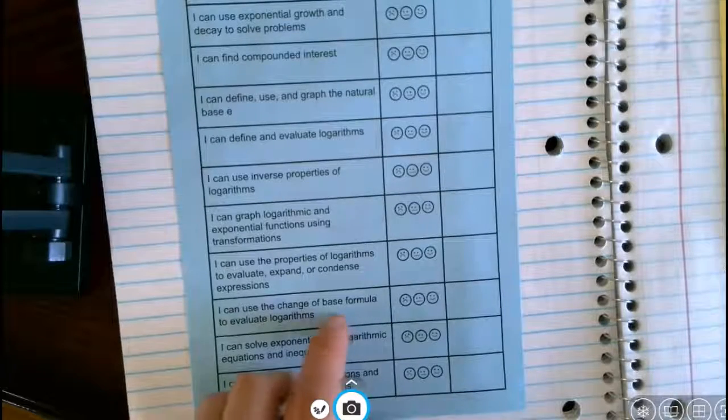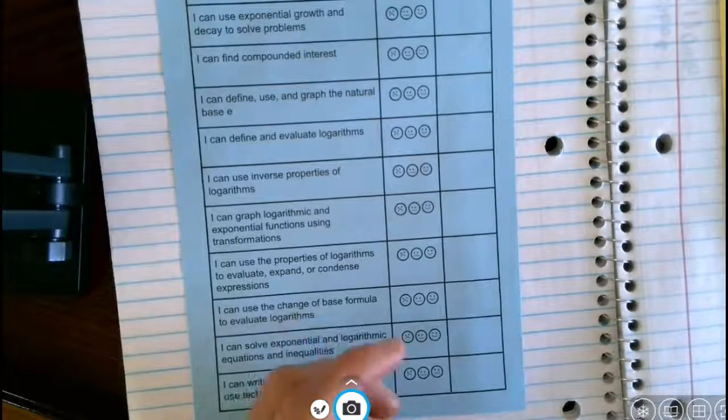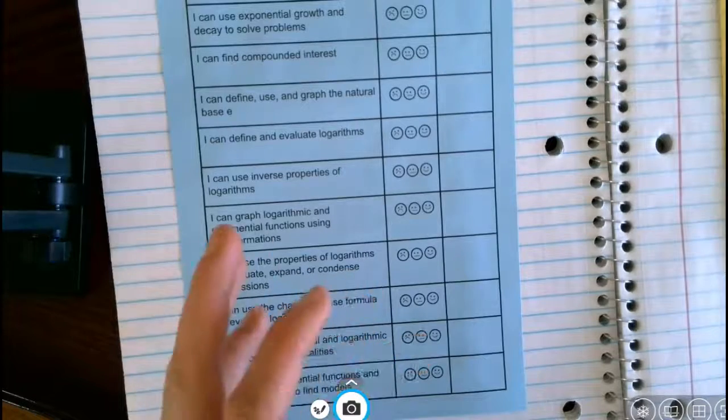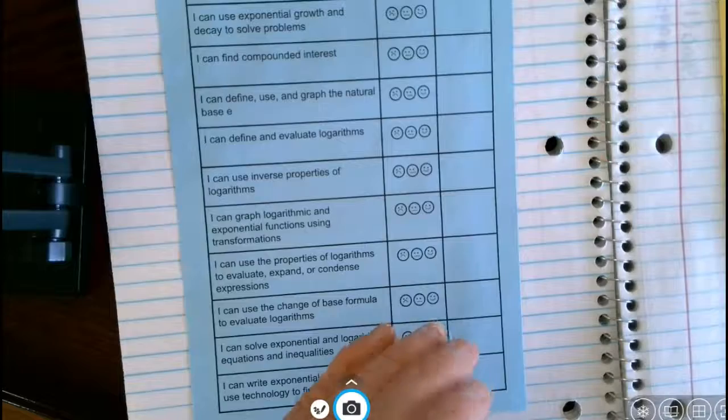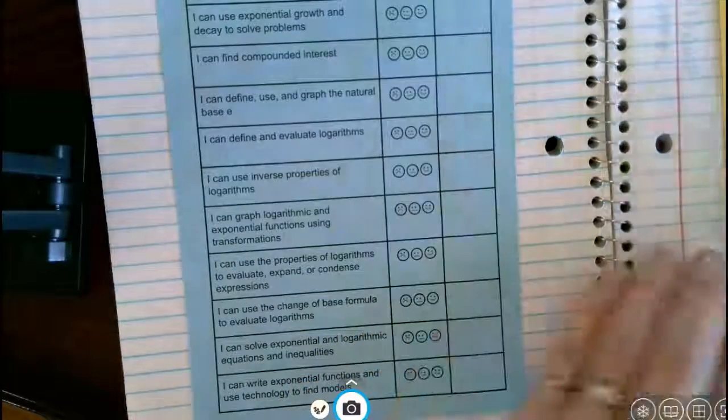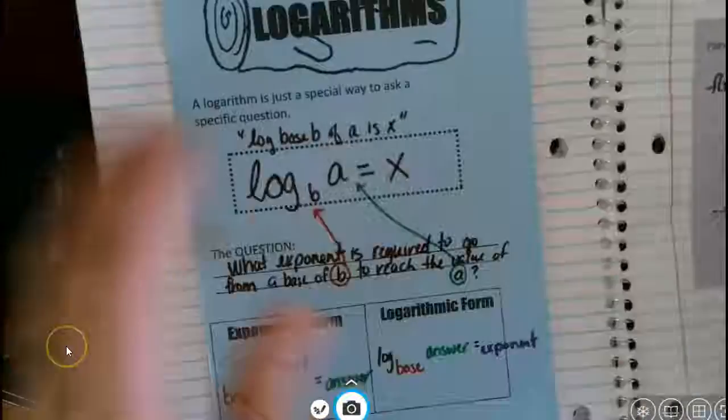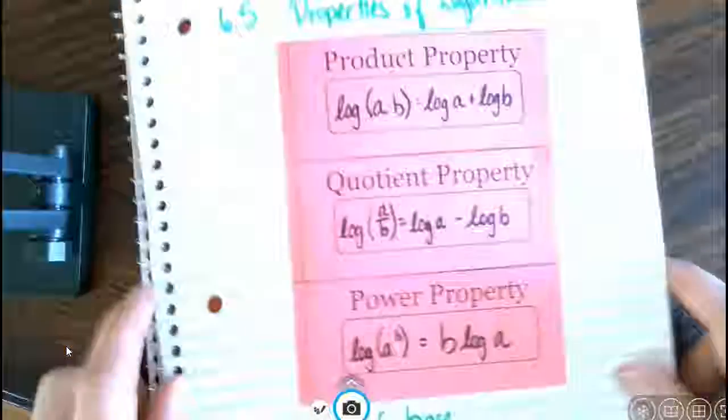And we really need to know the change of base formula because our calculators don't just automatically have all of the different bases. So we have to be able to know actually how to put them into our calculator to solve them. Today, we're going to start by looking at the properties of logarithms.